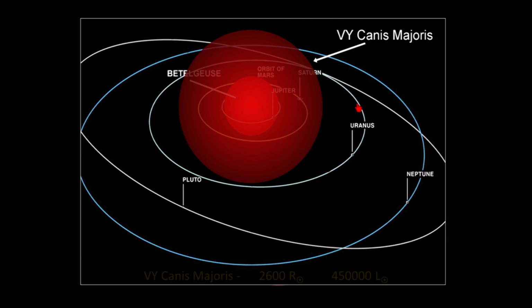And just let me show you some numbers. VY Canis Majoris is 2,600 times bigger than the sun. Remember, this is the symbol for the sun. R stands for radius. 2,600 times bigger, and it is producing 450,000 times the energy that the sun is. So remember again, solar luminosities, or luminosity of the sun. So this star is very big, and it's producing a lot of energy.